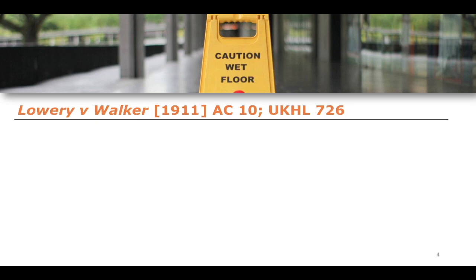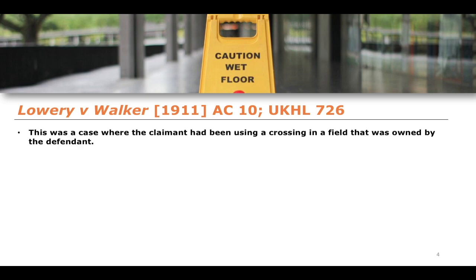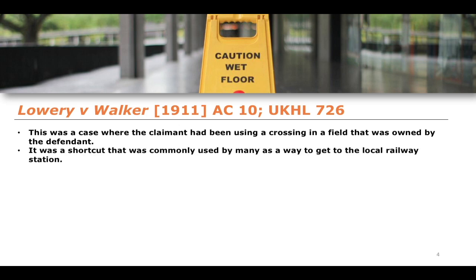Let's illustrate this a little bit more succinctly. We're going to talk about the case from 1911 of Lowery v Walker. This was a case in which we have a claimant who was using a field to essentially cross as a shortcut. They crossed a field that was owned by the defendant. Like I said, it was a shortcut, and in fact it was a commonly used shortcut as a way to get to a local railway station.